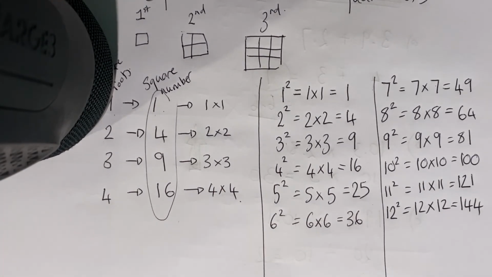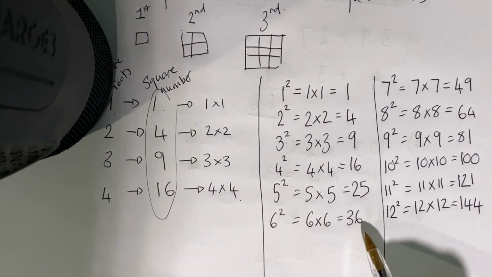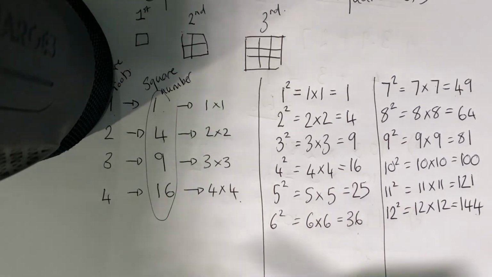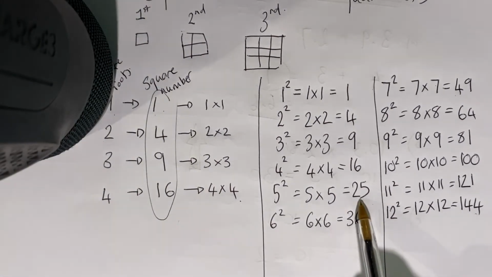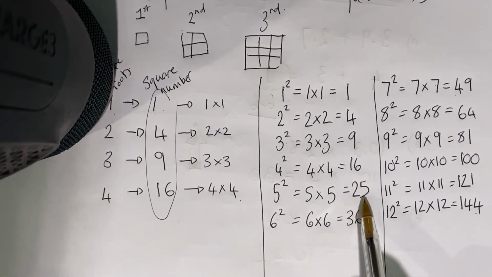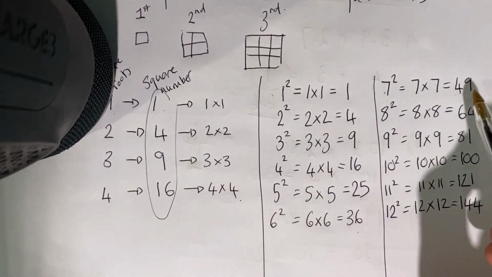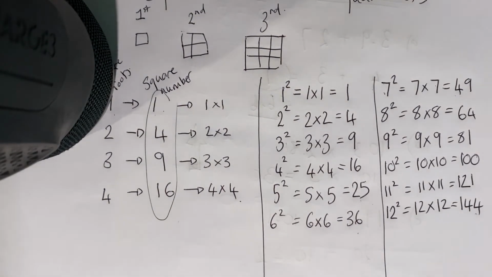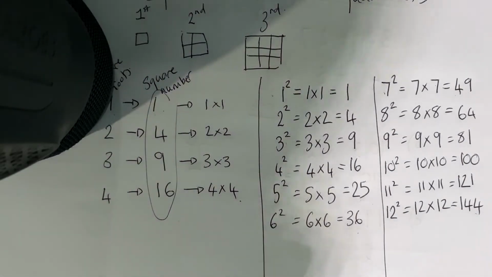First of all, I just want to clarify, these are the square numbers: 1, 4, 9, 16, 25, 36, 49, 64, 81, 100, 121, 144. If I asked you what the fifth square number was, the answer would be 25, because 5 squared is 25. If I asked you what the seventh square number was, the answer would be 49, because 7 squared is 49. If I asked you what the 10th square number was, have a think. The answer would be 100.